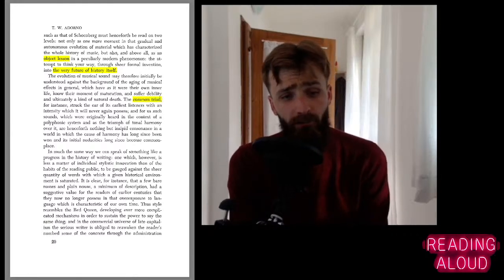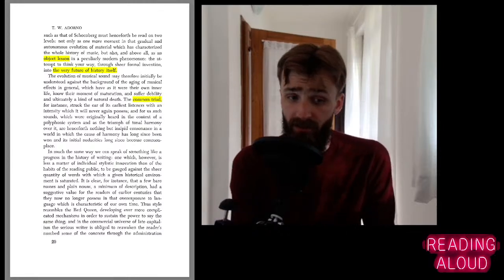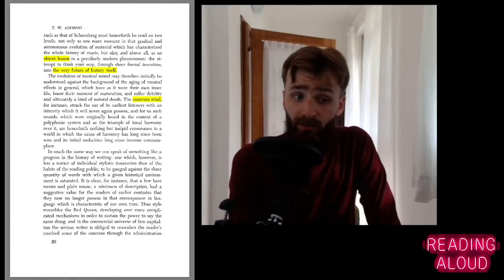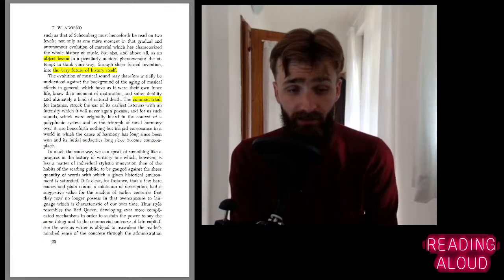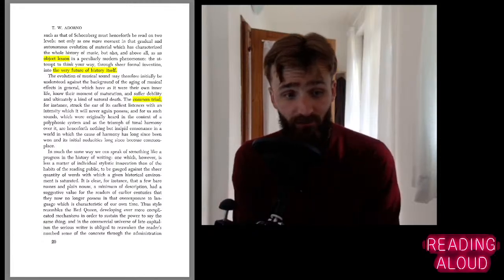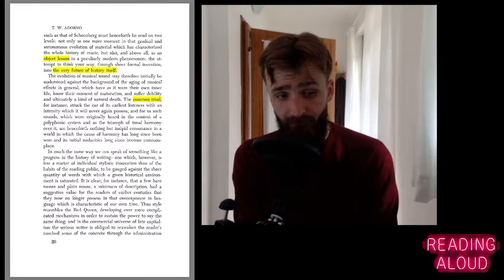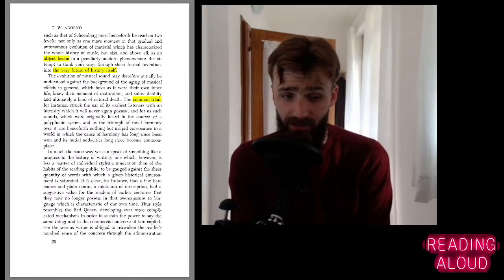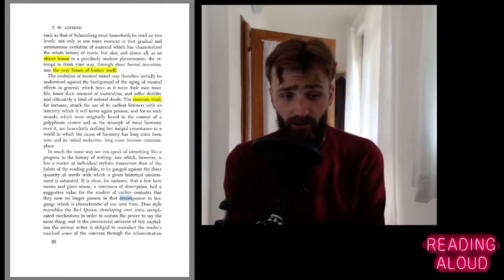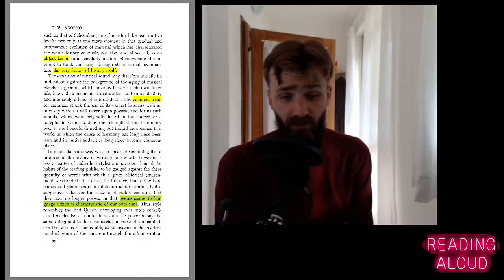In much the same way, we can speak of something like a progress in the history of writing, one which, however, is less a matter of individual stylistic innovation than the habits of the reading public, to be gauged against the sheer quantity of words with which a given historical environment is saturated. It is clear, for instance, that a few bare names and plain nouns, a minimum of description, had a suggestive value for the readers of earlier centuries that they now no longer possess, in that overexposure to language which is characteristic of our own time.